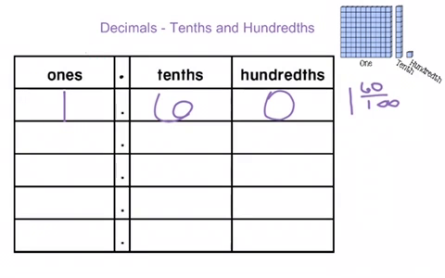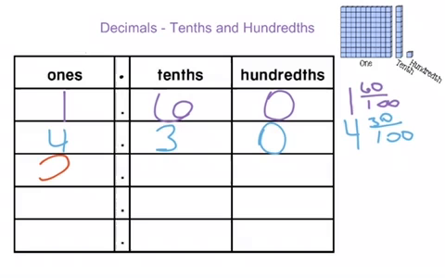Let's try another one. Let's do 4.30. So in our ones column, we have a 4. That means we have 4 wholes. And then we read this fraction as 30 out of 100. So we would represent it as 30 out of 100. Now we could get really tricky, and I could give you something like this, in which case you still look at your ones. We have 2 ones. So we have 2 wholes. We have 0 tenths, but we have 4 hundredths. So in that case, we would represent it like this, 2 and 4 hundredths, or 2 and 4 over 100.